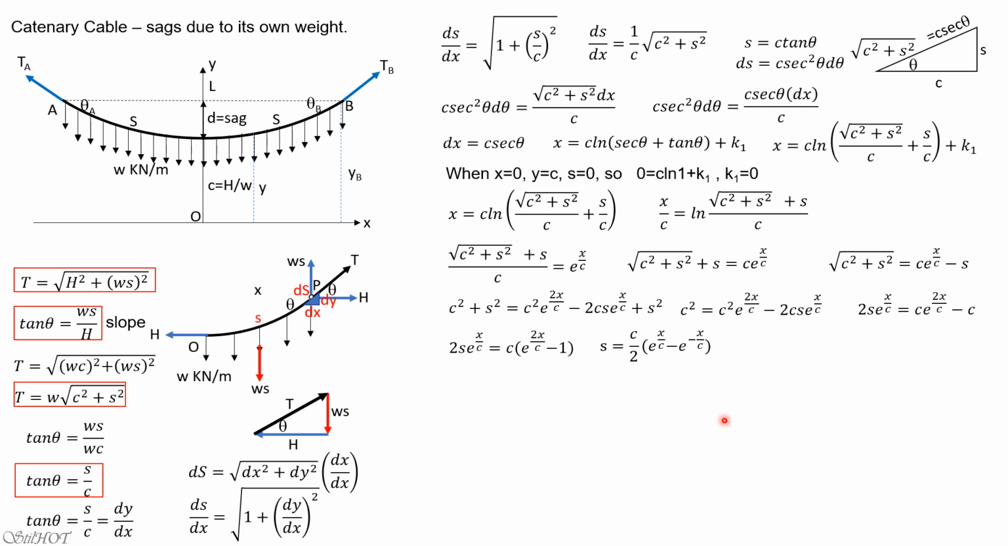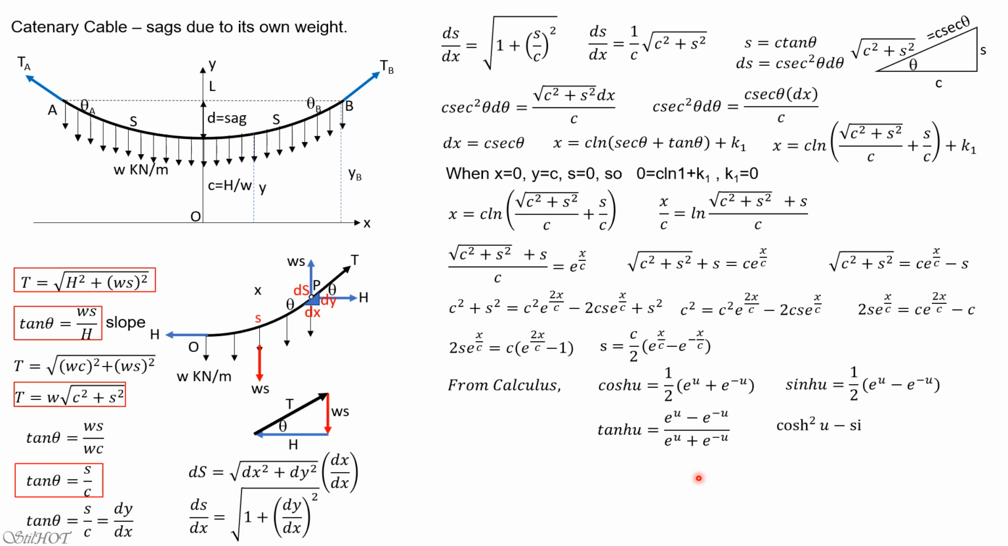And I hope you are familiar with this equation here from calculus. If you have 1/2 of e to the u minus e to the negative u, that's actually sine hyperbolic of u. Cosine hyperbolic of u is 1/2 of e to the u plus e to the negative u. Sine hyperbolic of u is 1/2 quantity e to the u minus e to the negative u. And tangent hyperbolic of u is e to the u minus e to the negative u all over e to the u plus e to the negative u. And remember also the identity that cosine hyperbolic squared of u minus sine hyperbolic squared of u equals 1.